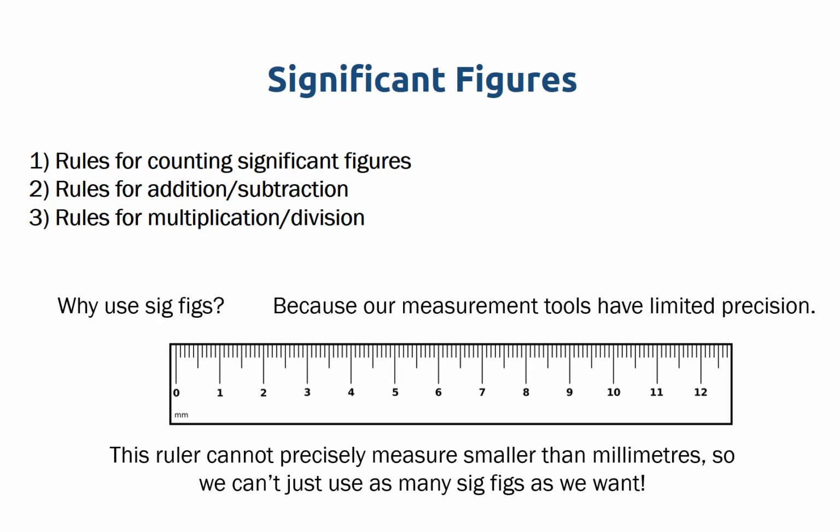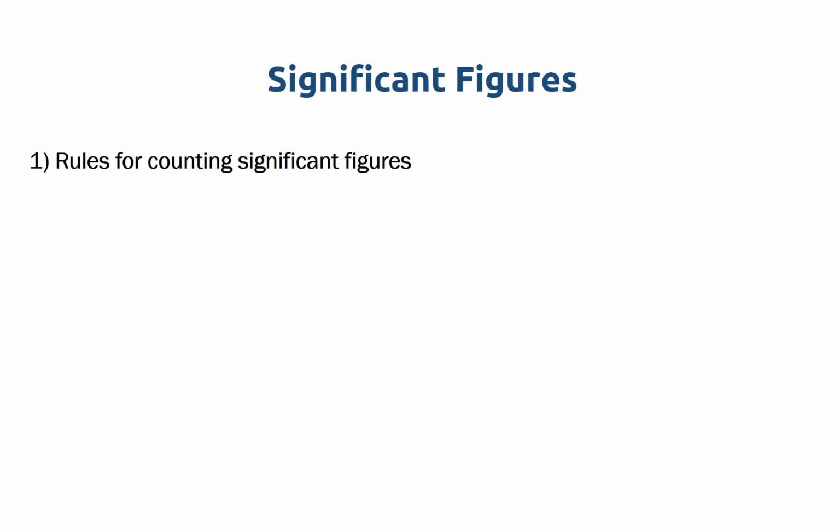There's no reason for us to measure that something is 5.3291 centimeters if we can really only measure the millimeters precisely. So let's talk about the rules for counting significant figures. The very first one is easy. All non-zero digits are significant.